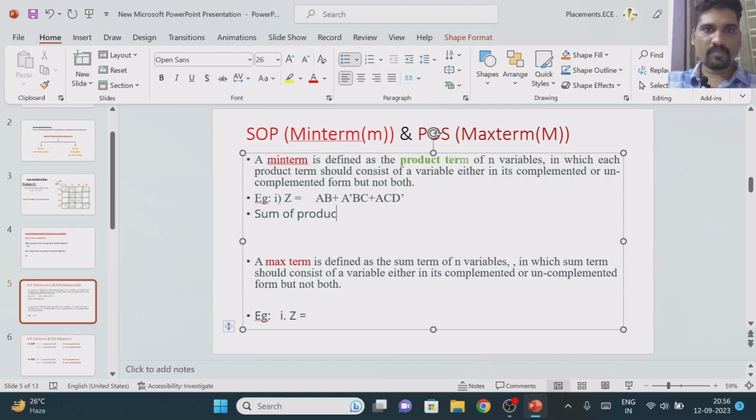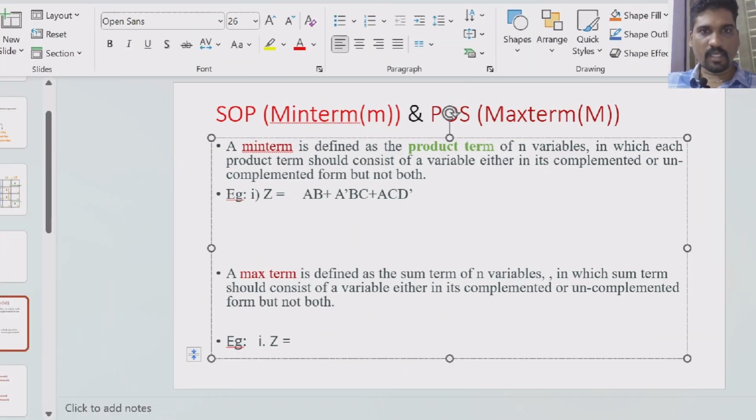If you observe here, in this example we have three product terms. This is one product term, this is another product term, and this is another product term. So a minterm is the product term which is used in the SOP function.